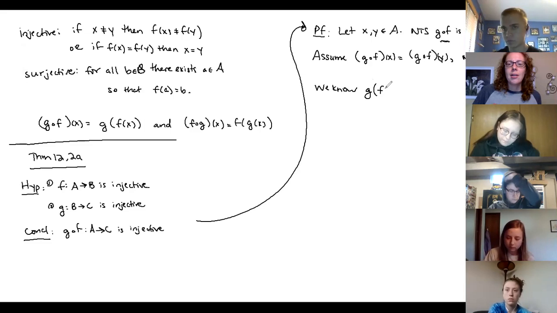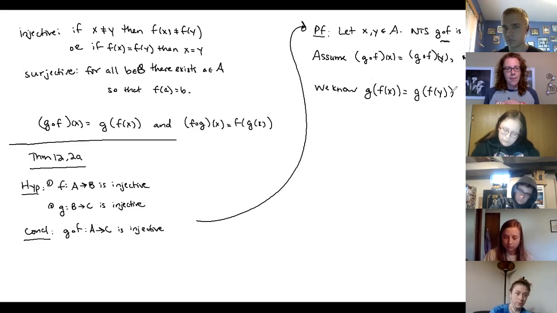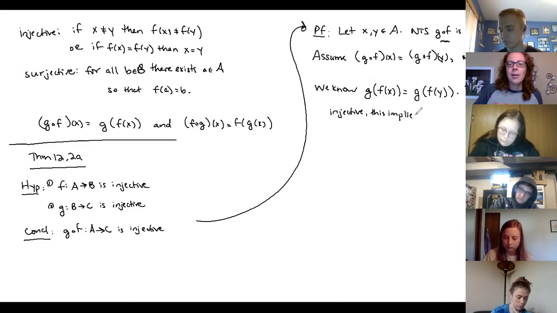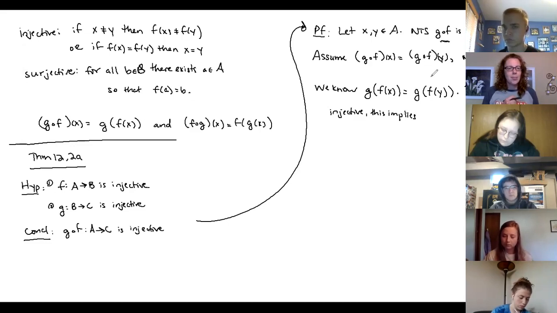So we know that G of F of X equals G of F of Y, right? I'm just rewriting composition in terms of the "of"s instead of circles. So G of F of X equals G of F of Y. All right, here's a jump. Because G is injective, this equation is going to imply something for me.